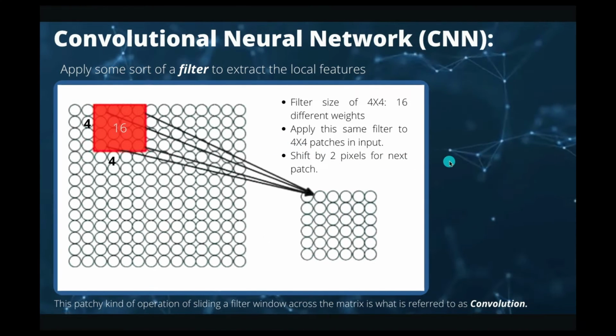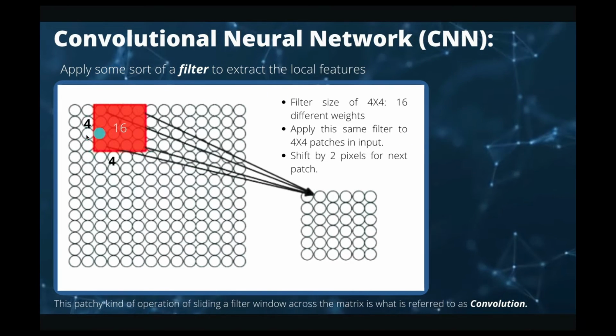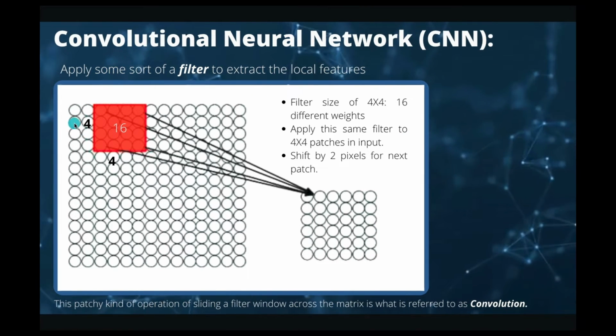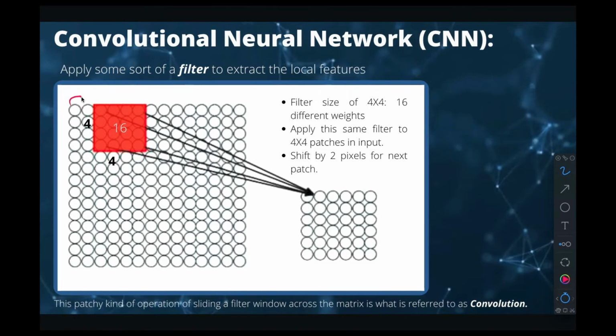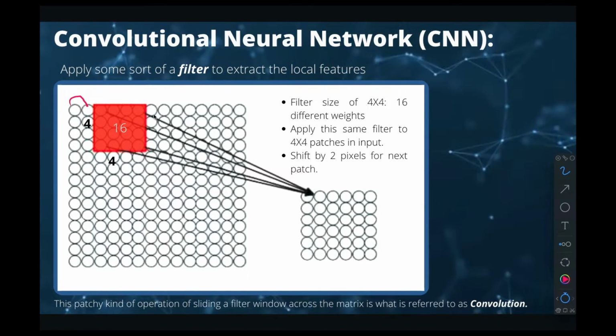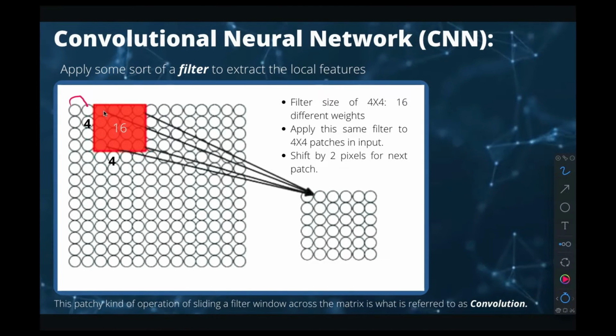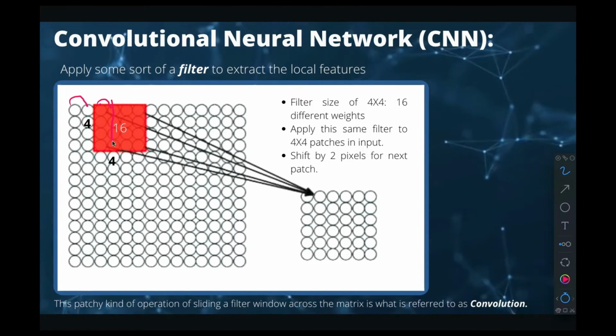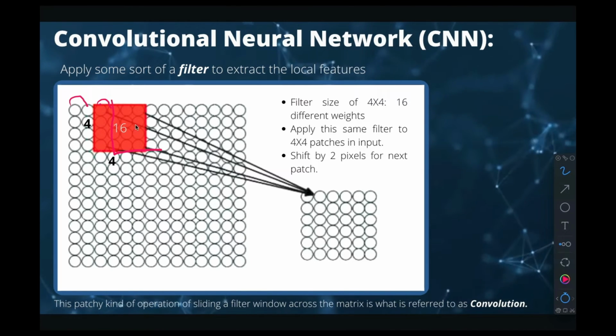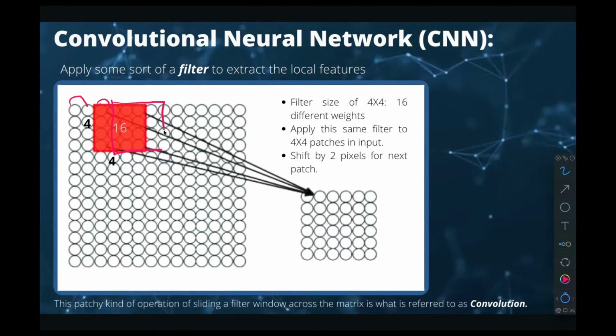So in this case, if I shift it this way, you can see that I left 2 pixels over there, right? I skip 2 pixels, then I move it. If I want to move it again, I'll skip these two, and then I'll move it again like that, and I'll move it again like this.